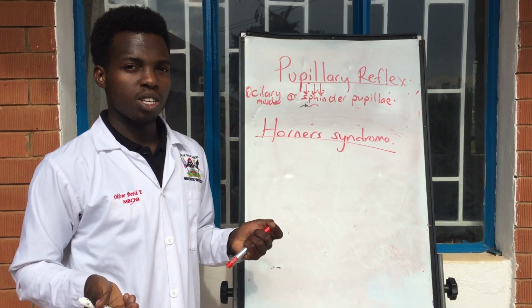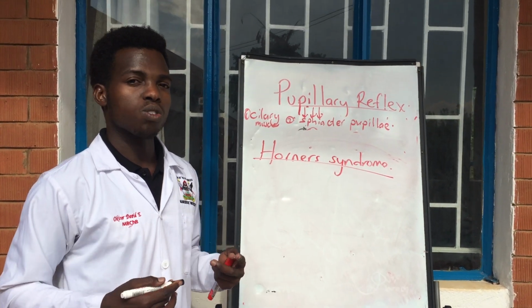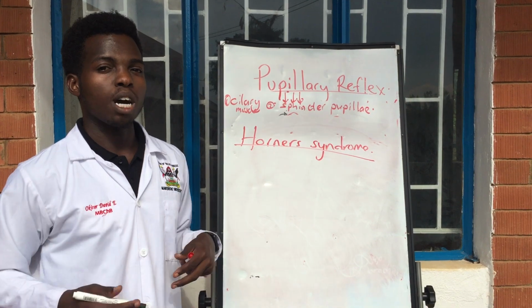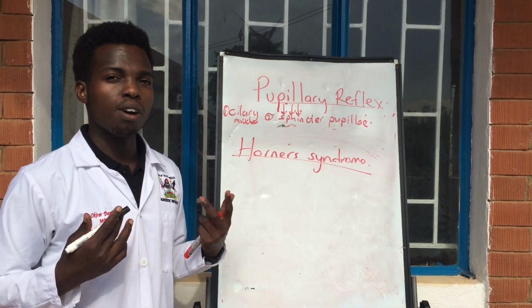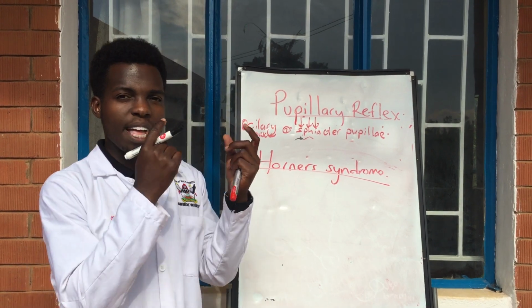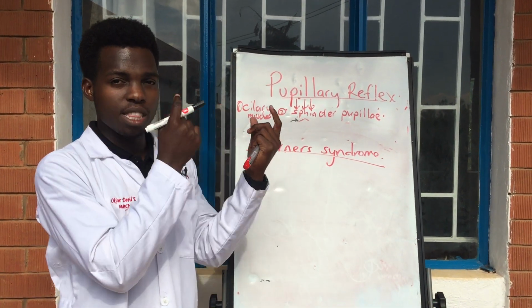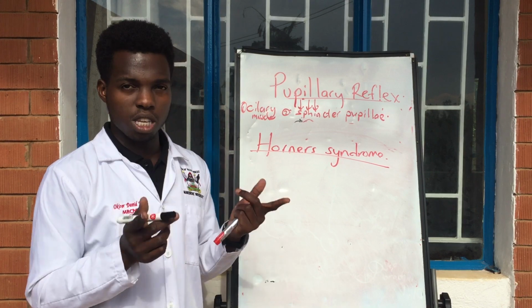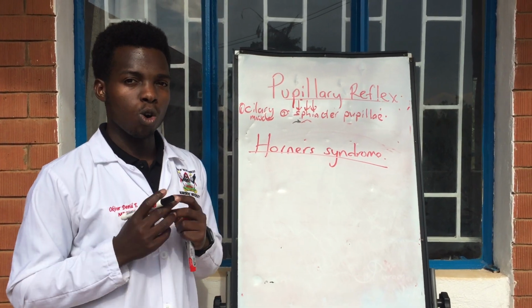So what will be the presentation? Remember, if there is no innervation to the dilator, the sphincter will over-function. And the sphincter over-function means the pupil will over-constrict. That means if you compare the two eyes, one pupil will be more constricted than the other. So that will be one of the first signs: the pupil of one eye will be more constricted.